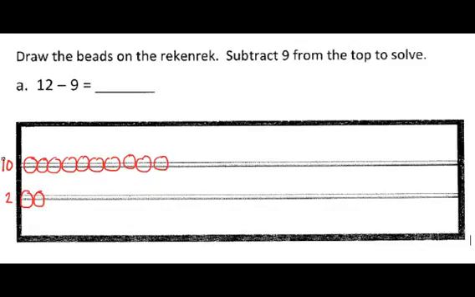Now I have my 12 beads. I'm going to subtract 9. My answer should be 1 more than the number in my ones column. So my answer should be 3. So if I cross off those 9 beads in the top row, what I have left would be 3. 1 bead left over in the top row, and then the 2 beads that were in the bottom row. So my answer is indeed 3. So you can see how that pattern of subtracting 9 is shown quite easily on the Rekenrek tool.